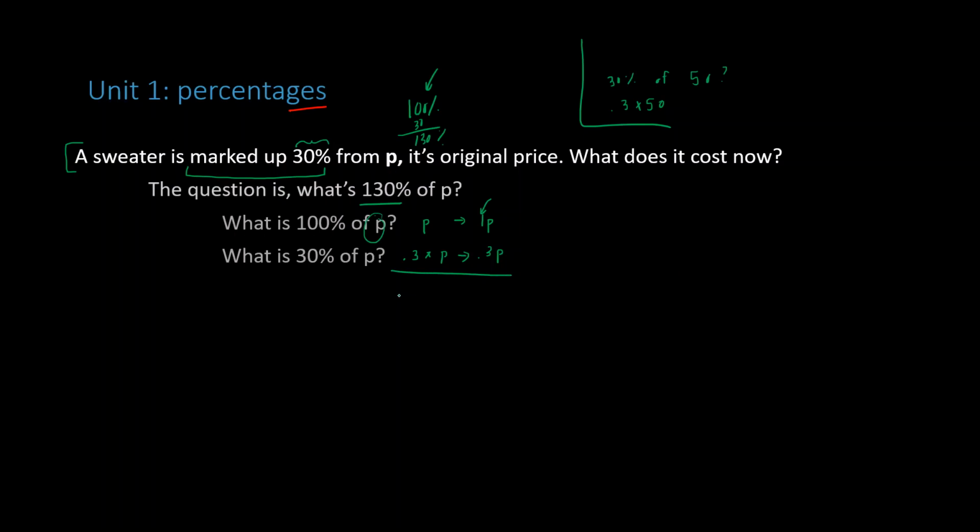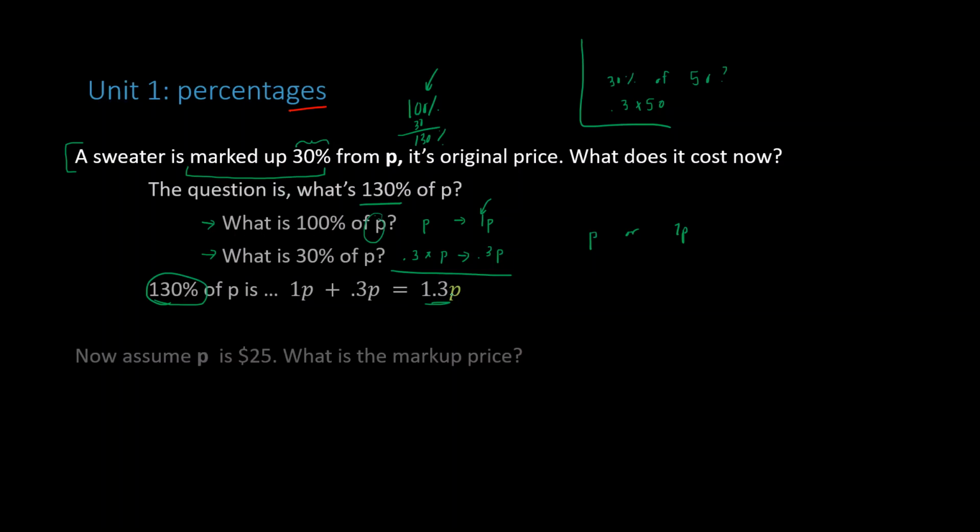130% of P? We can represent it as 1.3P. So you can think of that as either converting this percentage to decimal form, or you can think of it as doing it in these two separate pieces and adding them together. So now instead of P, or 1P, we've added another 30% and we have 1.3P. So from here, if you know the value of P, you can plug it in and solve.